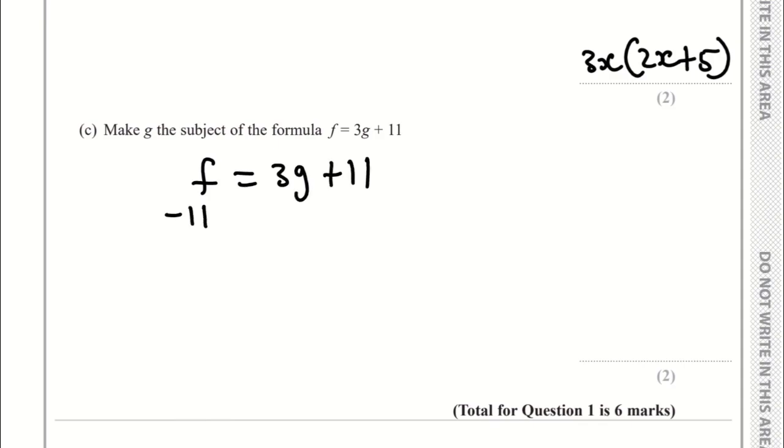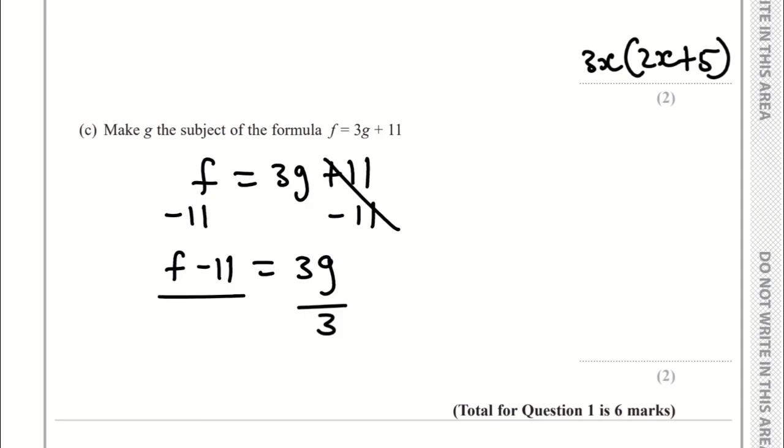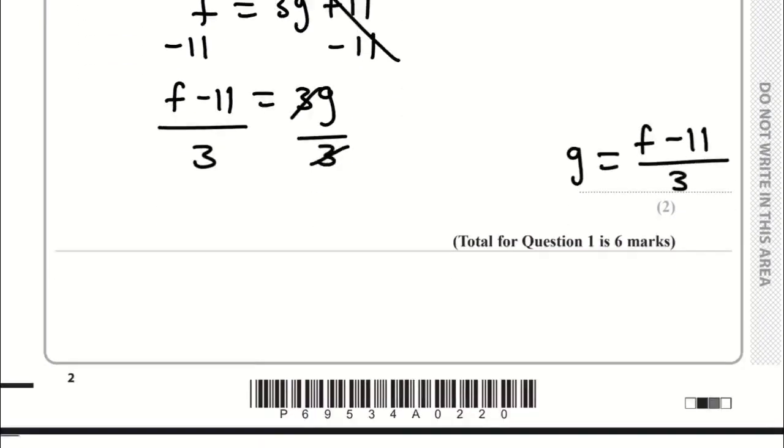So when you subtract 11 here and 11 here, this just cancels out, and then you have F minus 11 is equal to 3G. But we can still get rid of the 3 since we need G to stay alone. So divide both sides by 3, and 3 cancels 3. So G is now equal to what? F minus 11 all divided by 3. There you go. Okay, let's look at the next one.